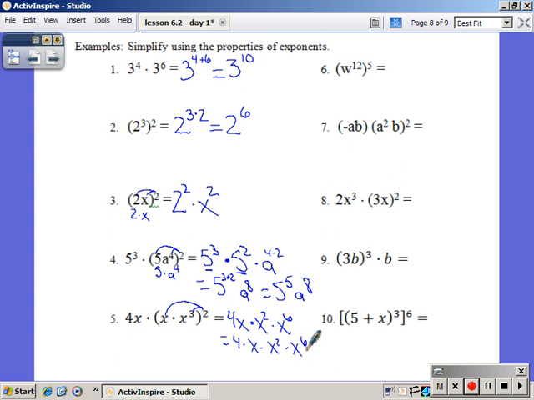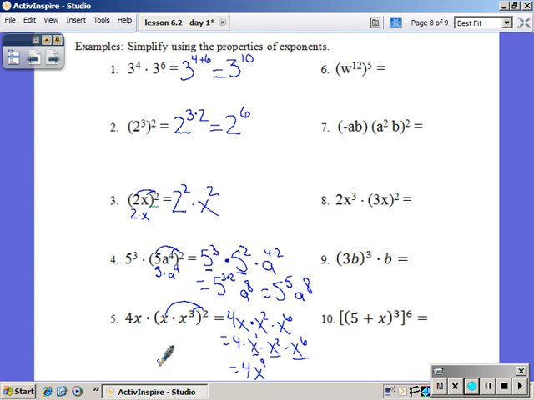You don't have to physically separate them. If you separate them in your mind, that's good. Well, this x is to the first power. I have x to the first times x to the second times x to the 6th. All of those are the same base with multiplication in between. We can add those exponents. 1 plus 2 is 3. 3 plus 6 is 9. Final answer then, 4x to the 9th.